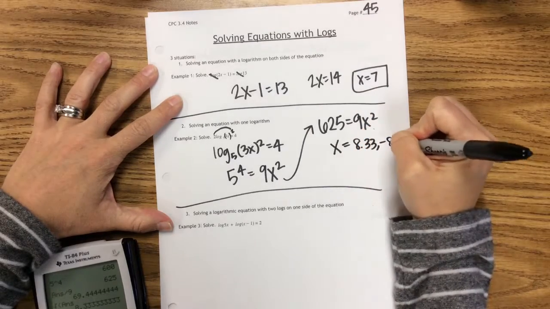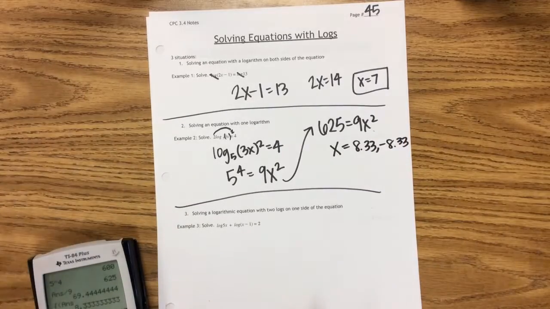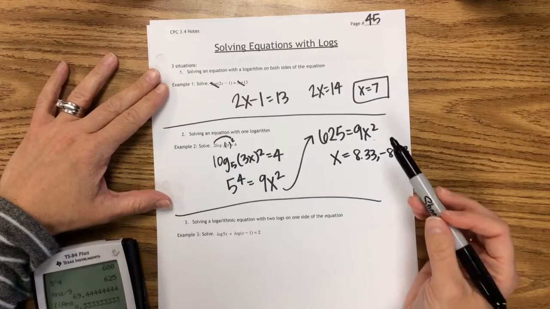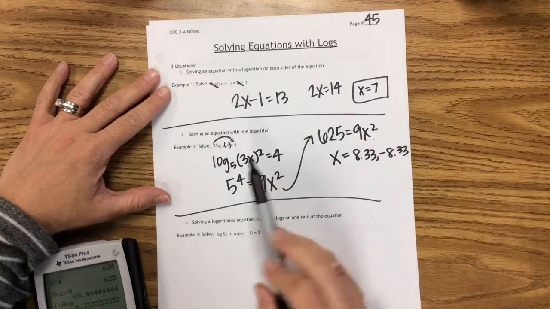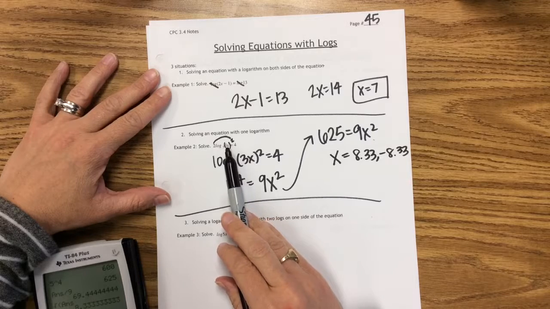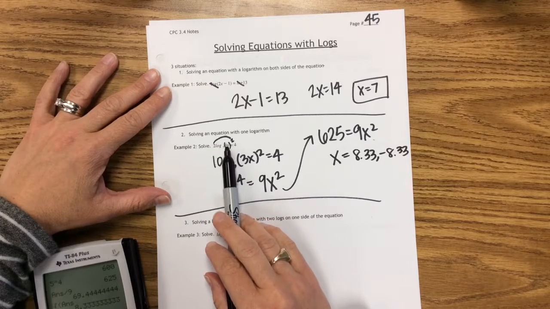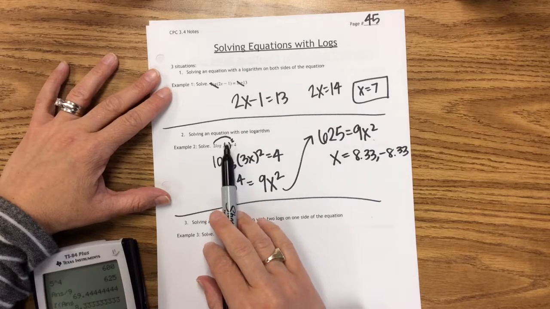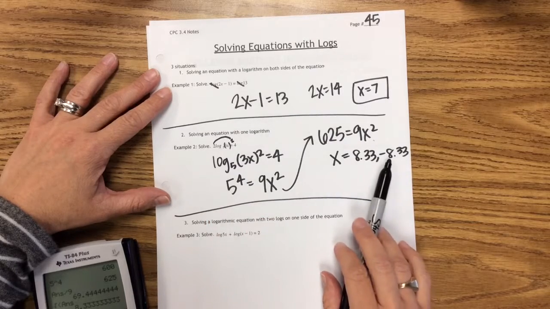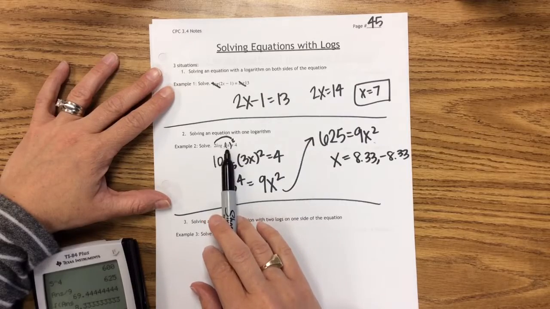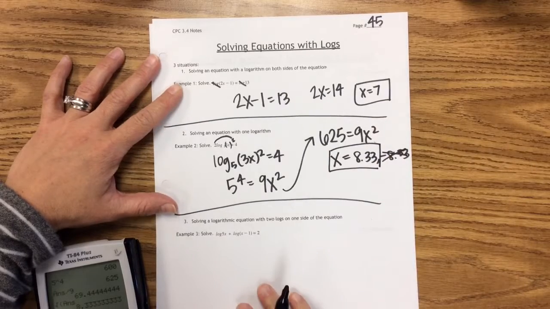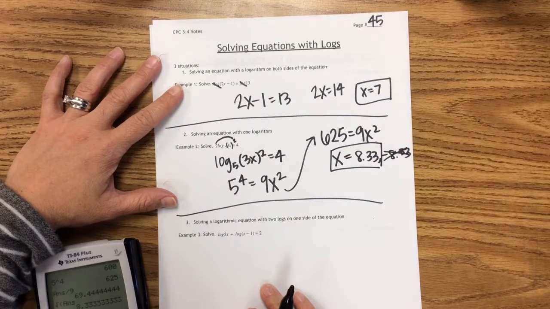So I end up with 8.33 and negative 8.33. What I want to make sure that I do with these is check for extraneous solutions. Extraneous solutions are when you plug your x back into the original equation, you can only take logs of positive numbers. If it's a negative number, it's undefined. So if I plug in 8.33 here, I would get log of about 24. That's okay. If I plug in negative 8.33, I would get log of negative 24, and that's not okay. So in this case, I would only have one answer of 8.33.